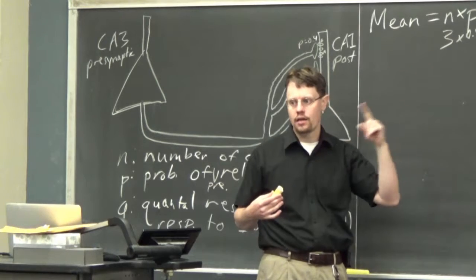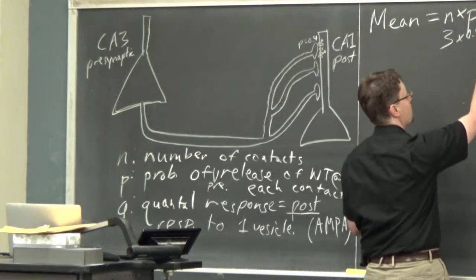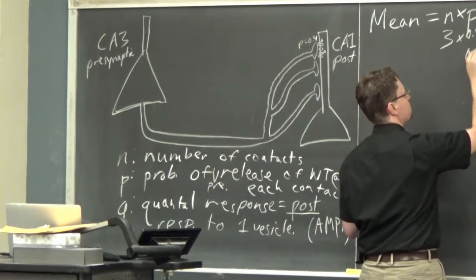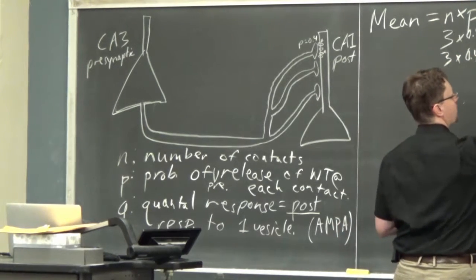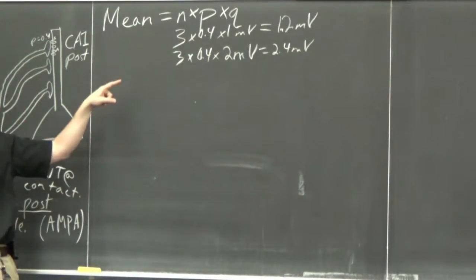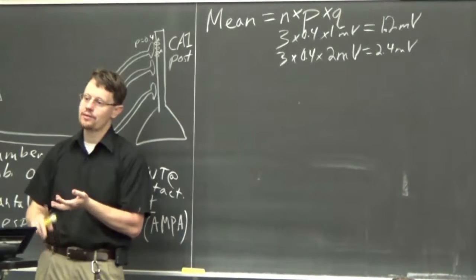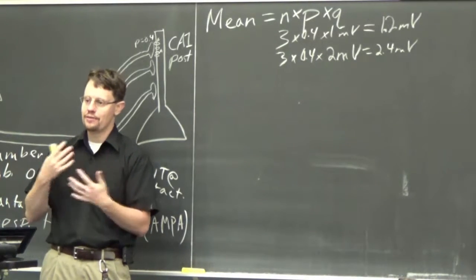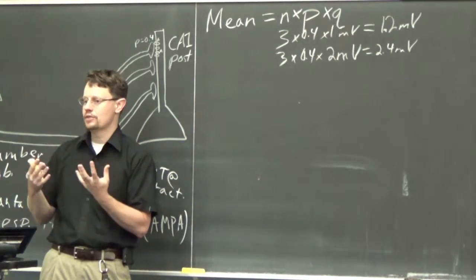How does this change with twice as many? Yeah, so if we put in twice as many AMPA receptors, now q becomes 2 millivolts. And that's going to equal 4 millivolts on average. And now what's going to happen is some fraction of the time we still get nothing, some fraction of the time we get 2, some fraction of the time we get 4, and some fraction of the time we get 6. Collectively, if you average them all together and keep track of your probabilities correctly, that's going to average out to 2.4 millivolts.